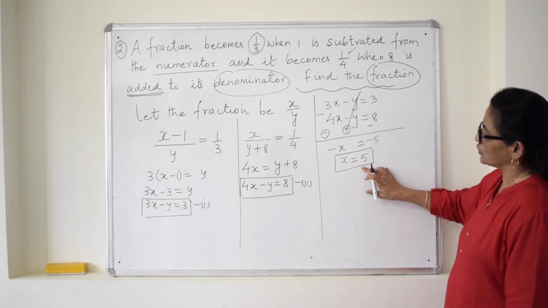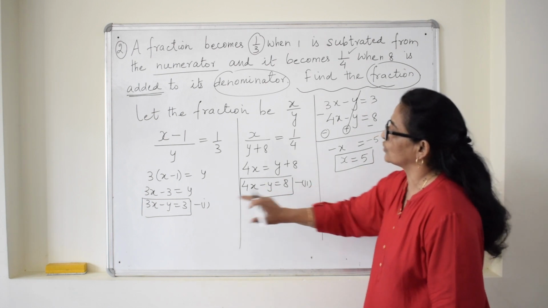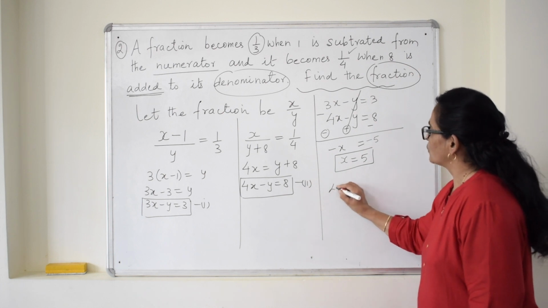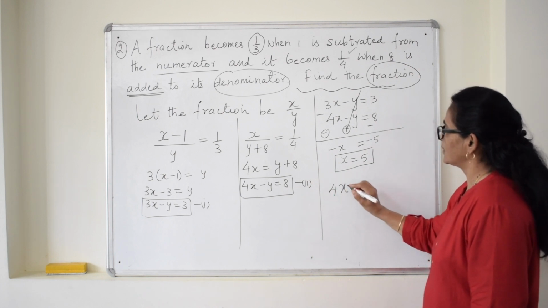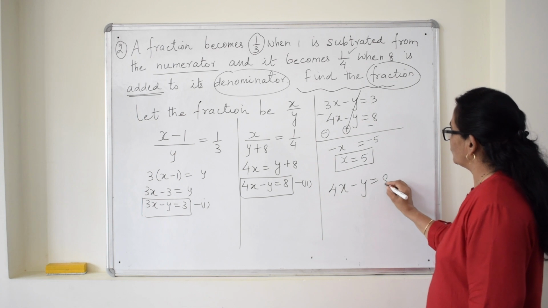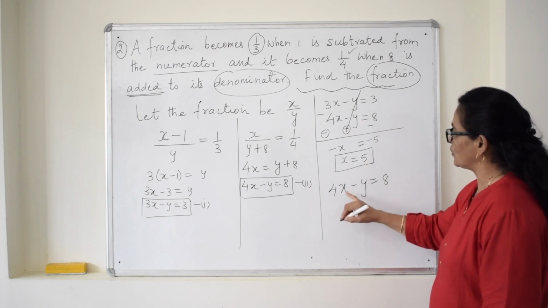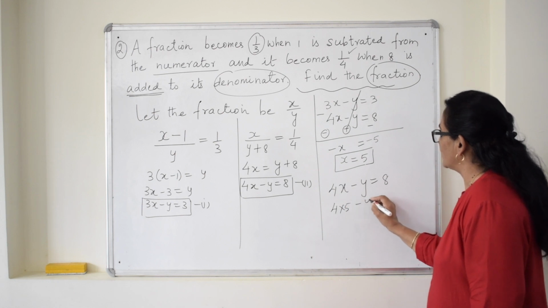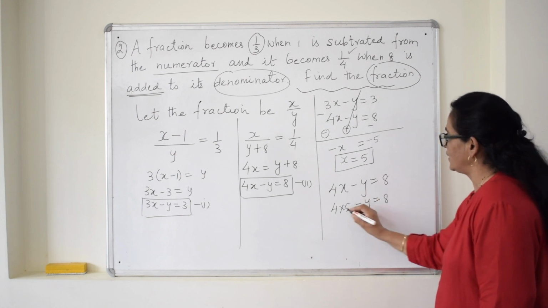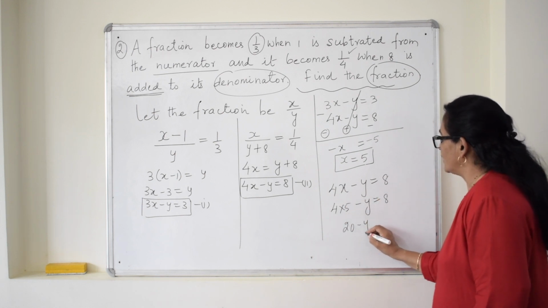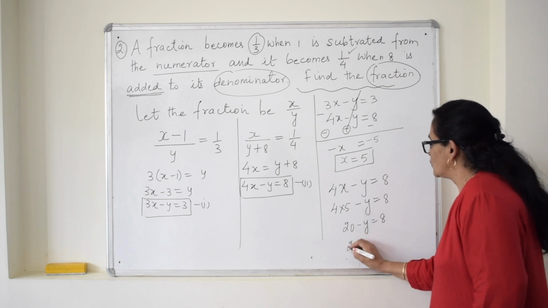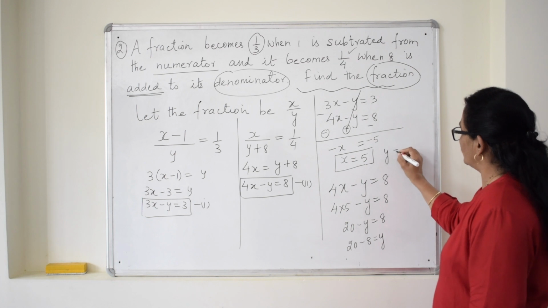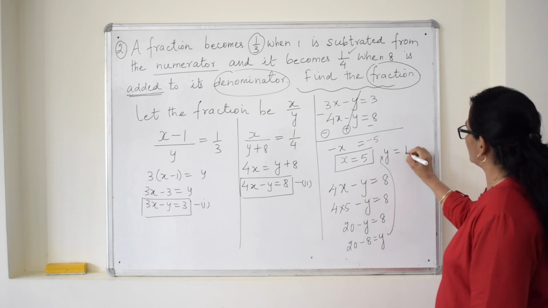This will be substituted in any of the equations to get the value of y. So we are taking it in this. So 4x minus y is equal to 8. In place of x you have to take 5. So 4 into 5 minus y is equal to 8. 20 minus y is equal to 8. So 20 minus 8 is y. So what we have got, the value of y as 12.